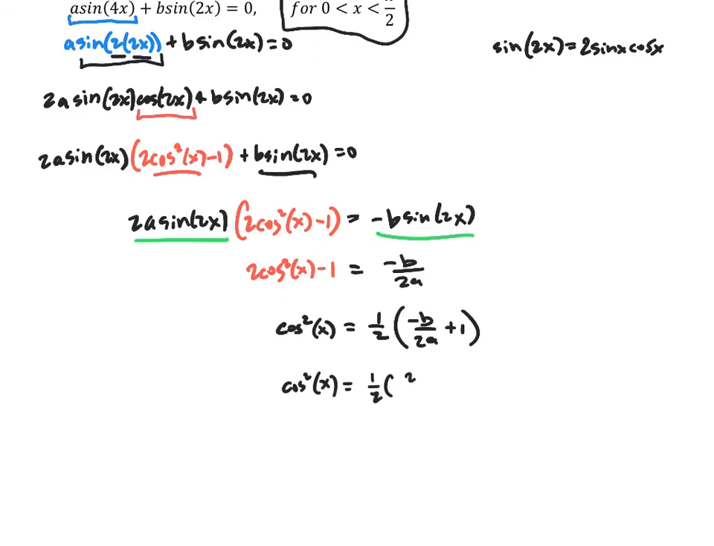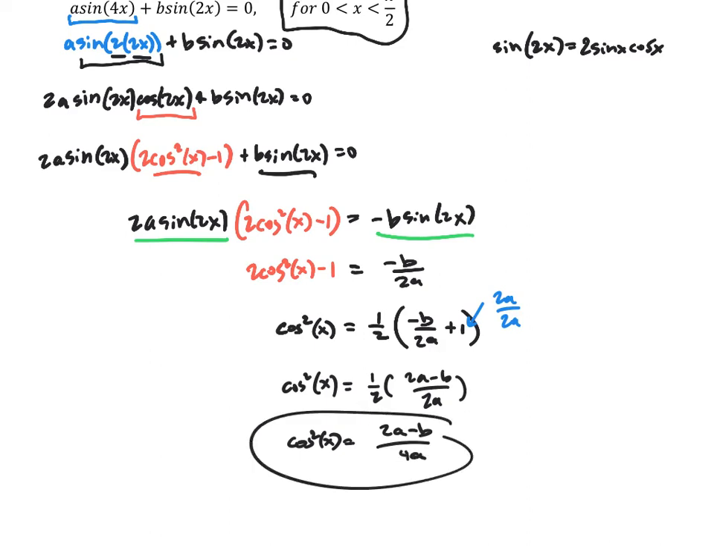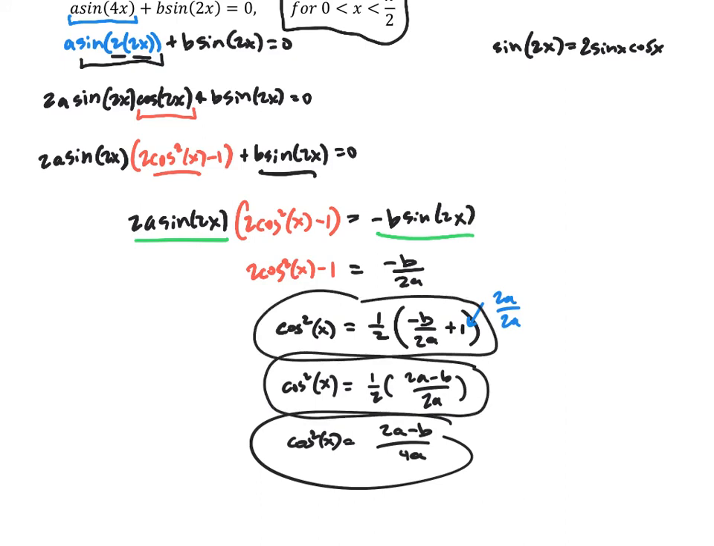So I'm going to rewrite this as 2a minus b over 2a. Now what did I do to get that? Well, what I did was I turned this 1 into a 2a over 2a, and then I get a common denominator, combine them. So I can finish this off. So cosine squared x, this is going to be pretty nice looking, will be 2a minus b over 4a. There you have it. But like I said, likely IB would accept any one of these 3 equations.